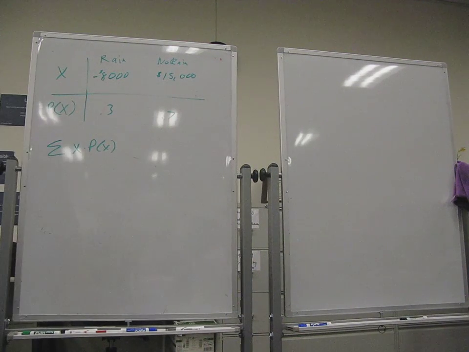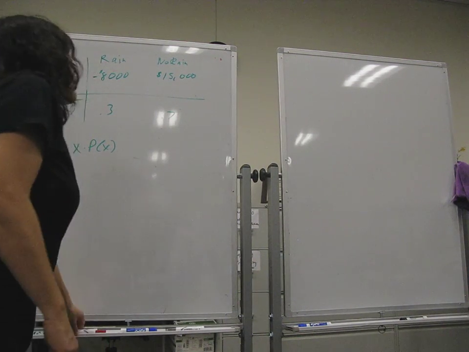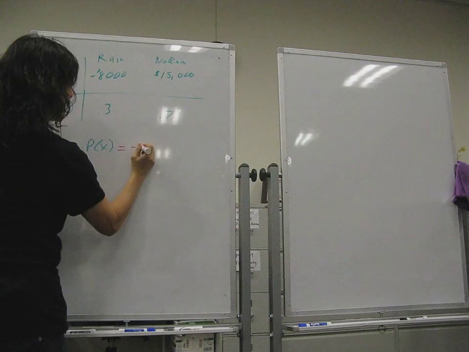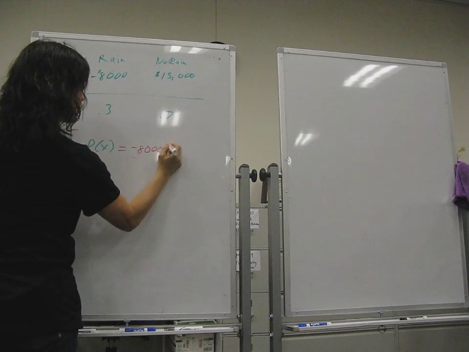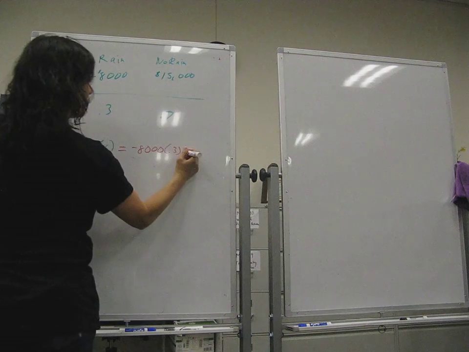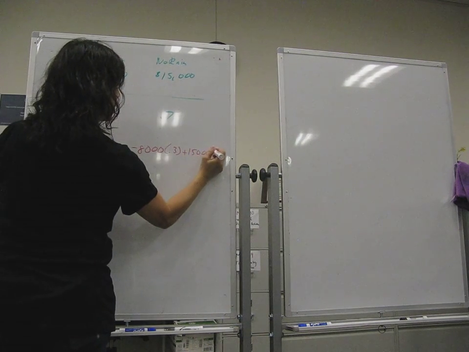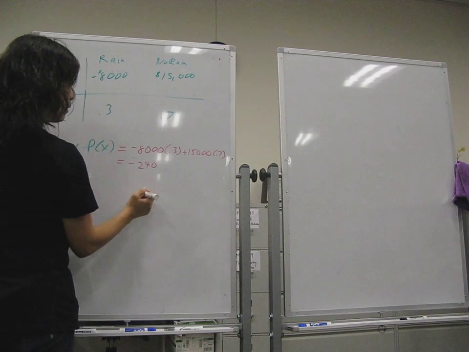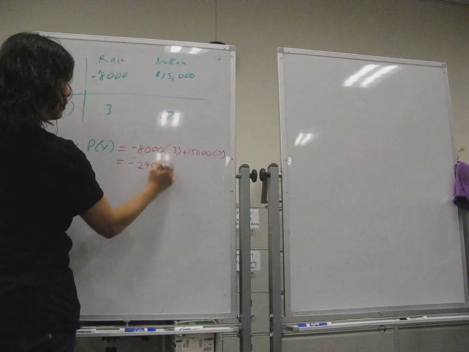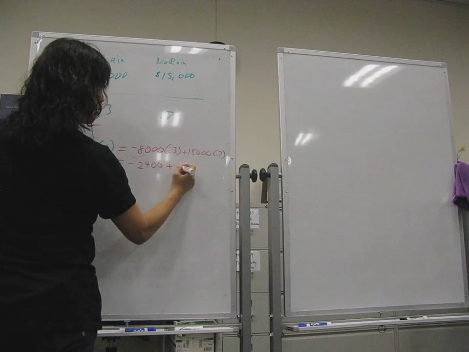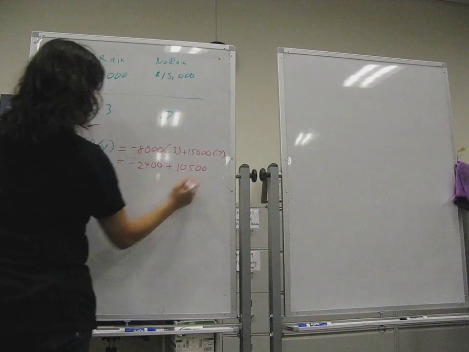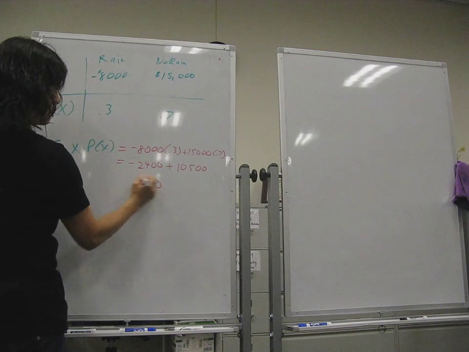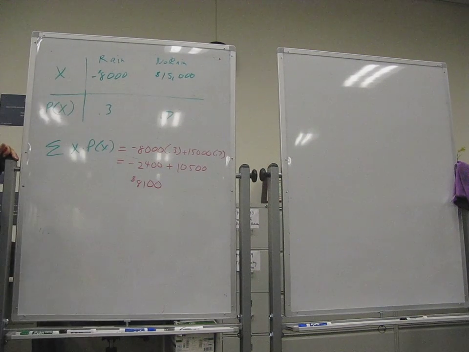Okay, let's go over this one. So here, every x, so here's my x, here's its probability. So negative 8,000 times 0.3 plus the next one, 15,000 times 0.7. So you guys got negative 2,400 plus 10,500, yeah. So when you add those, you end up with 8,100 is his expected profit. Good.